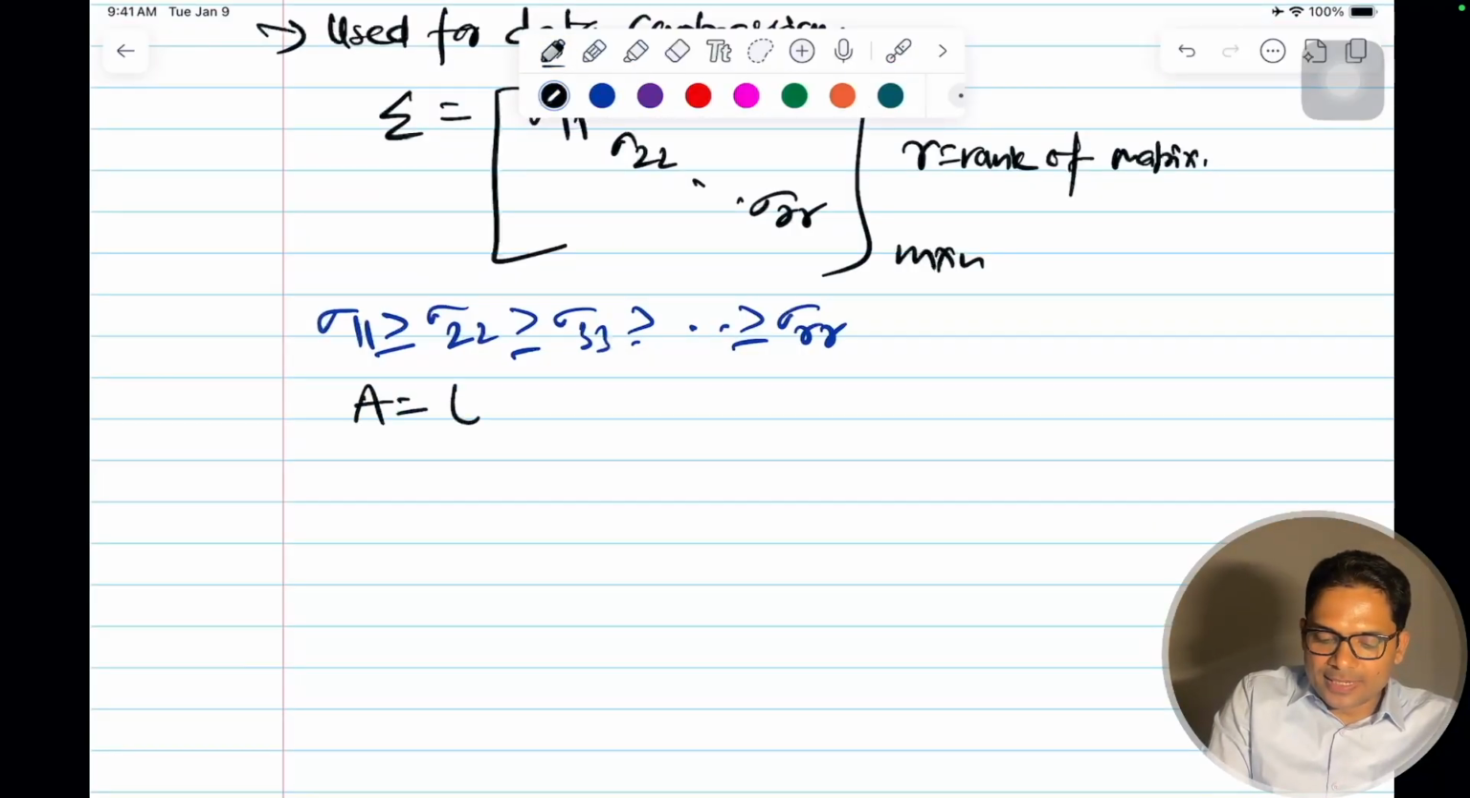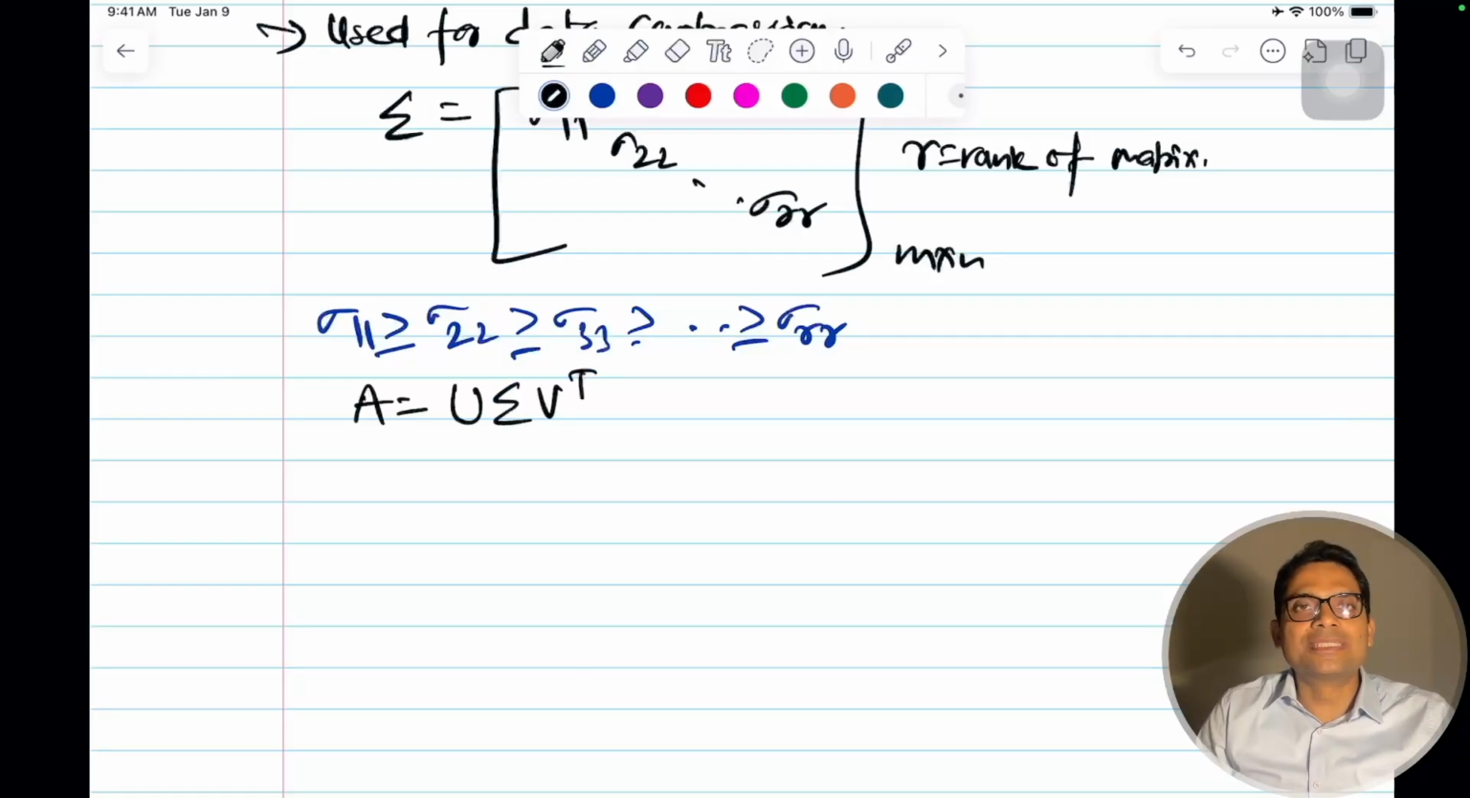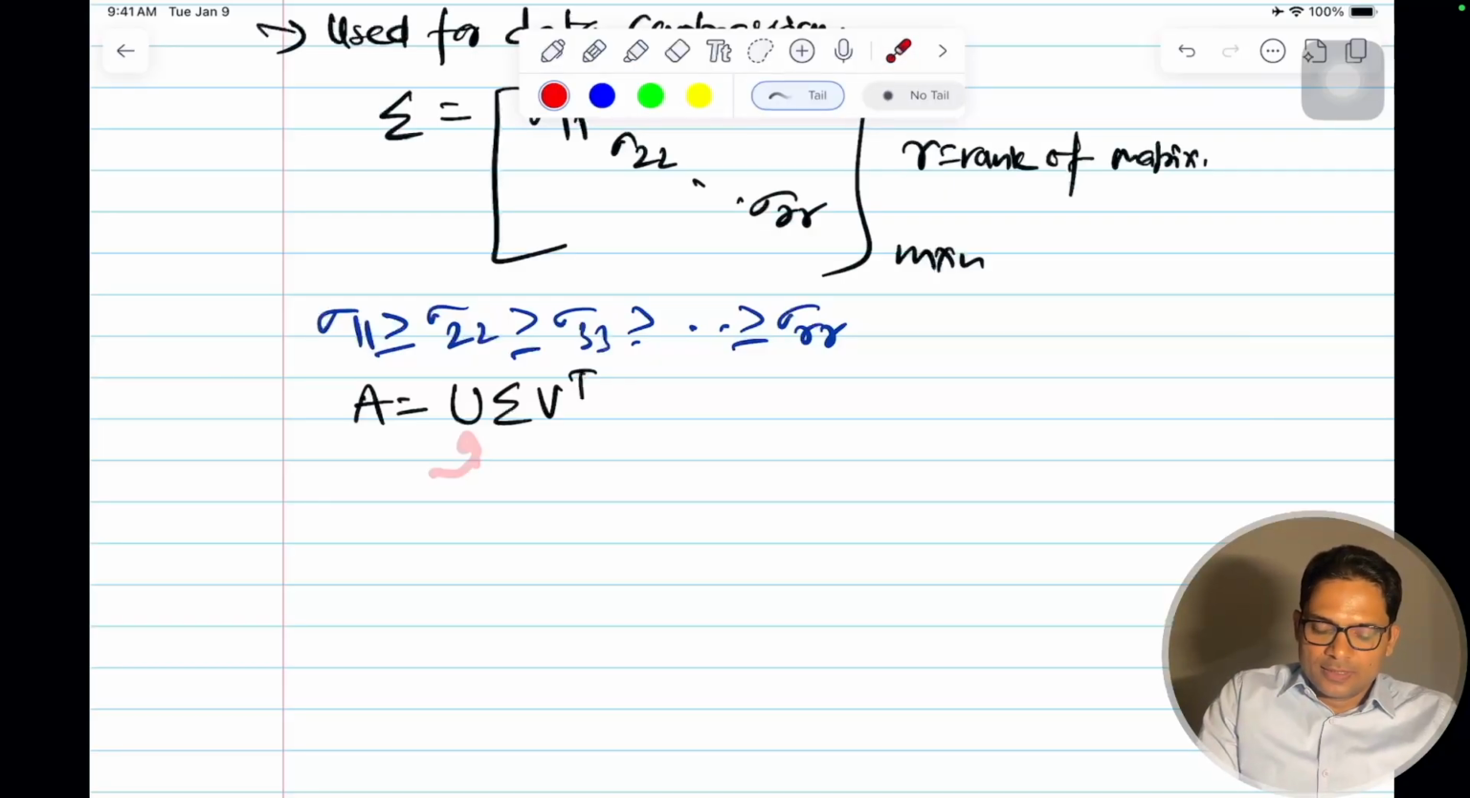So A represents any matrix. This matrix can be represented as A equals U sigma V transpose. U has the orthonormal eigenvectors of A transpose A.